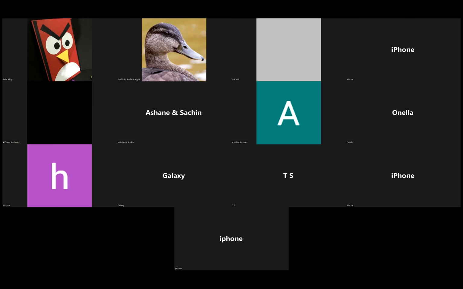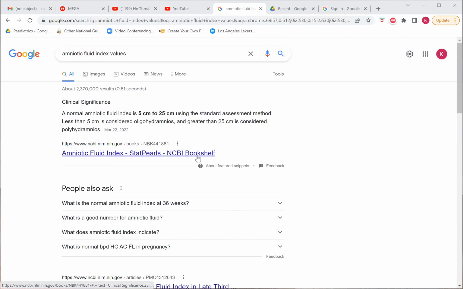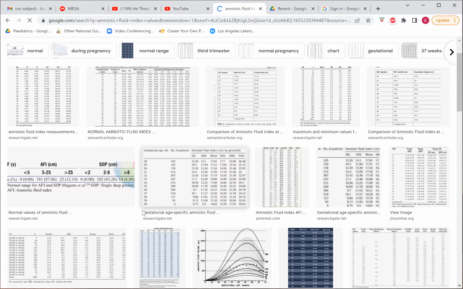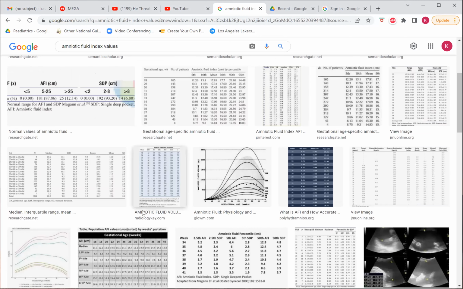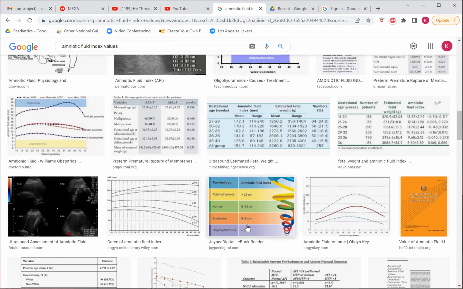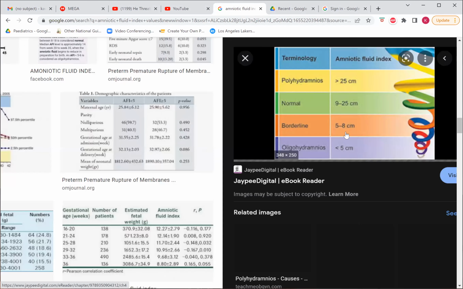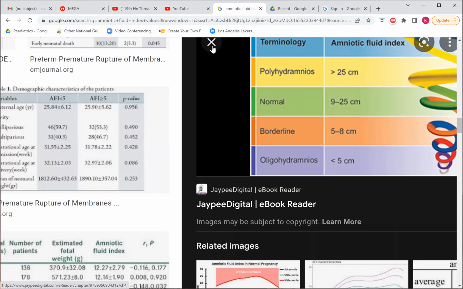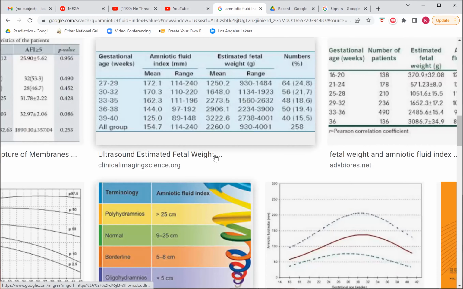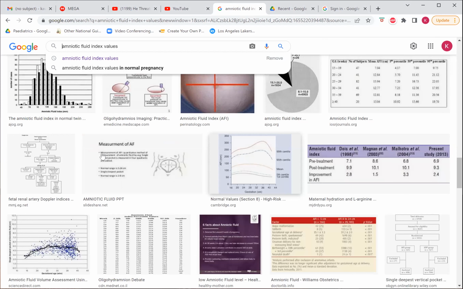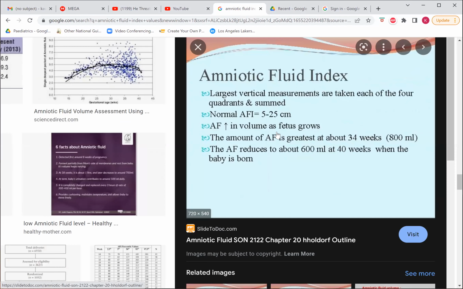Can you see the screen? Okay, so it says 5 to 25 here, this is NCBI. Most on Google say 5 to 25, but the Oxford says 8 to 22. This one says borderline is 5 to 8 and oligo is less than 5. Most say 5 to 25, but I guess you can say which guideline you follow.